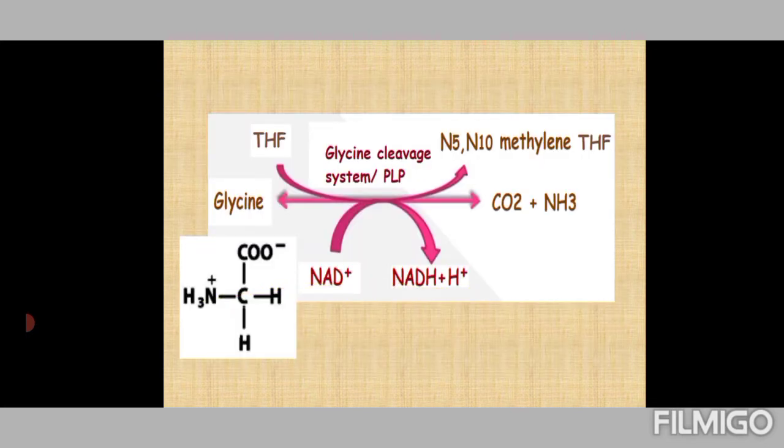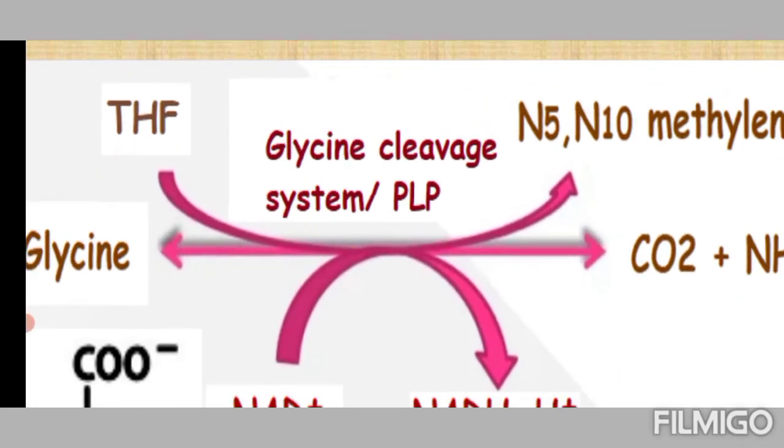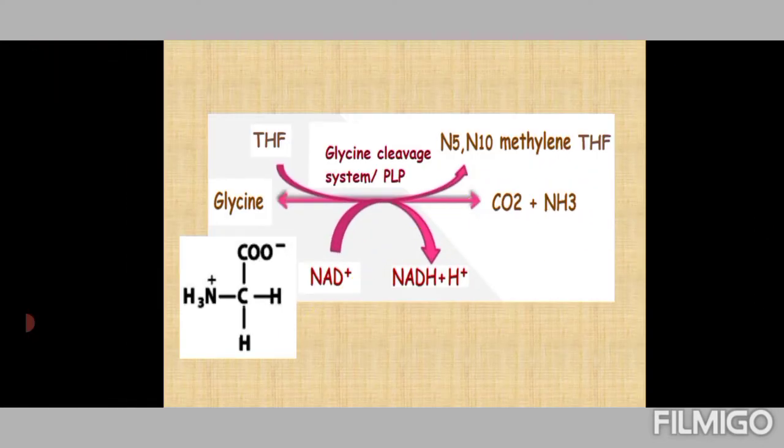So this is the glycine cleavage system, which utilizes pyridoxal phosphate. Obviously, all these coenzymes are involved in this process, including lipoamide, NAD, and THF; methylene THF is involved in this reaction. The glycine cleavage system includes enzymes like glycine decarboxylase, which uses the pyridoxal phosphate, aminomethyl transferase, which uses lipoamide, and lipoamide dehydrogenase, which uses NAD plus as coenzyme.